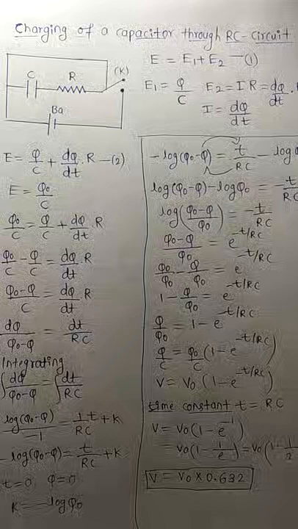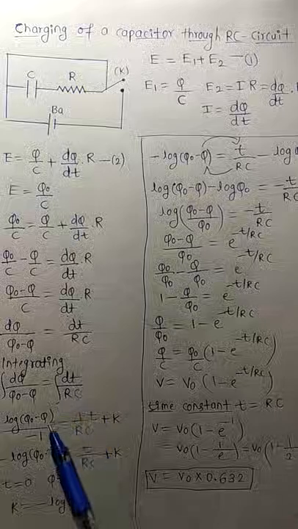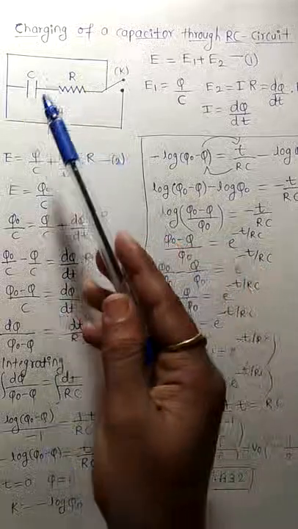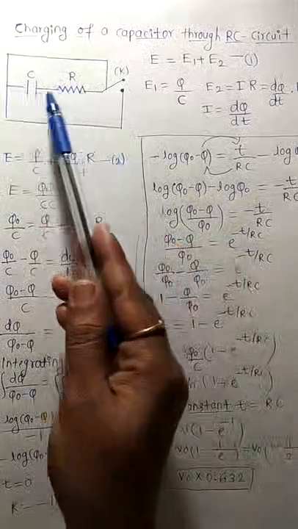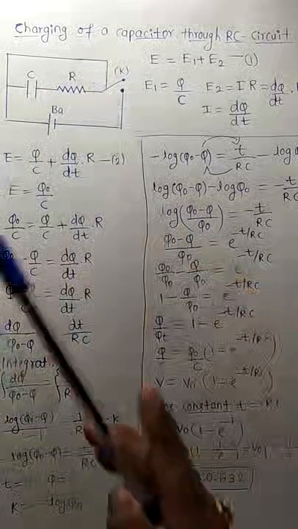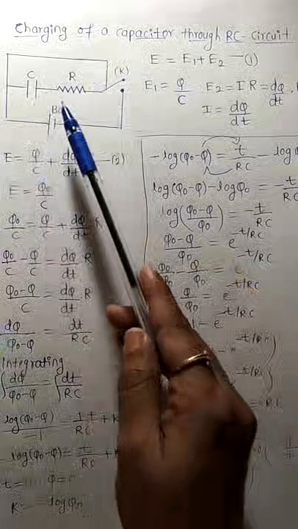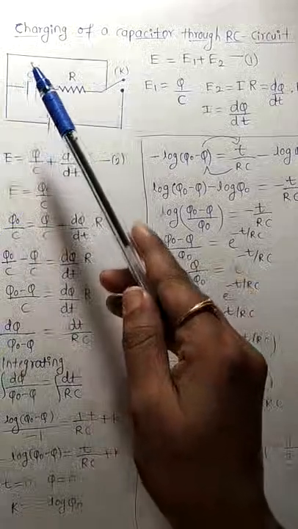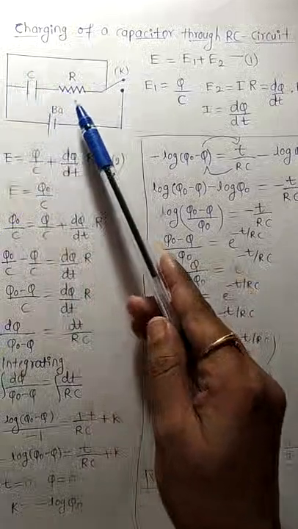RC circuit. Okay. So when they ask, first tell the definition. RC circuit is a circuit which consists of a resistor and capacitor connected in series with the battery and the plug key, and the total voltage from the battery is distributed among the capacitor and the resistor.